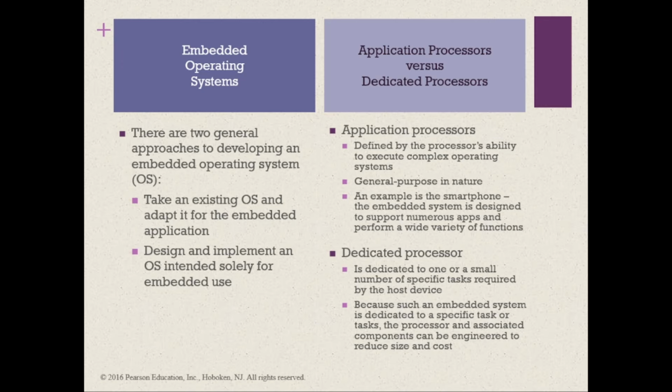In opposite of the general purpose embedded application processor, we have the dedicated processor, which, as the name implies, is dedicated to one or a small number of specific tasks required by the host device. Because such an embedded device is dedicated to specific task or tasks, the processor and associated components can be engineered to reduce size and cost because it has only one function. So that's why it is reduced in size and in cost.